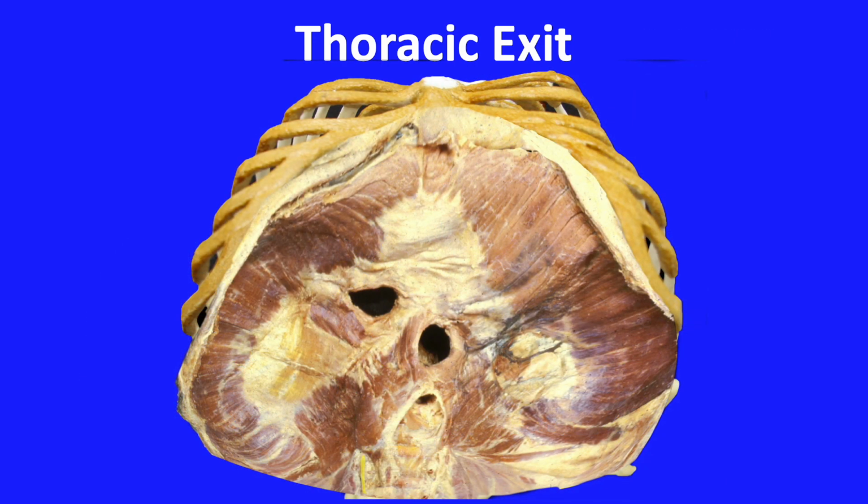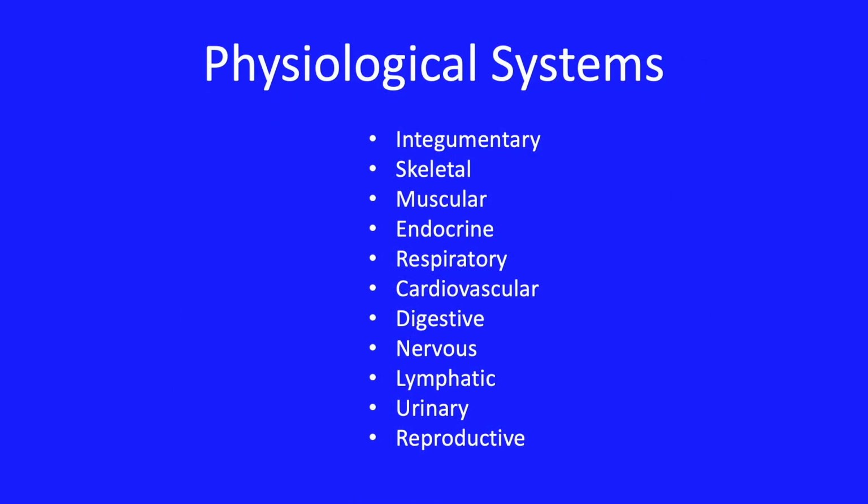However, understand that the exit is covered, for the most part, by the muscular diaphragm. Only a few openings exist in this diaphragm for structures to exit the thoracic cavity. So what enters the thoracic entryway?